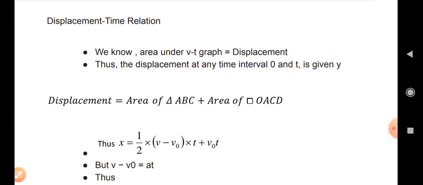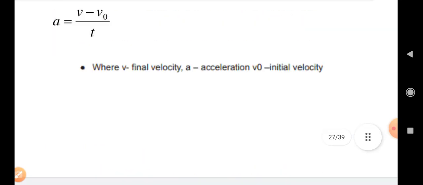Displacement time relation. Hey, I think it is needed. Yes.